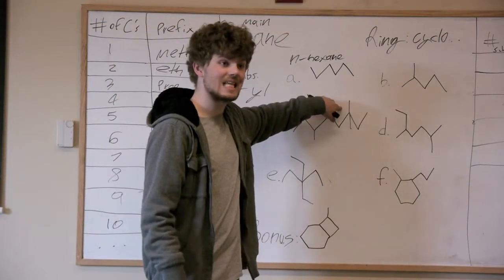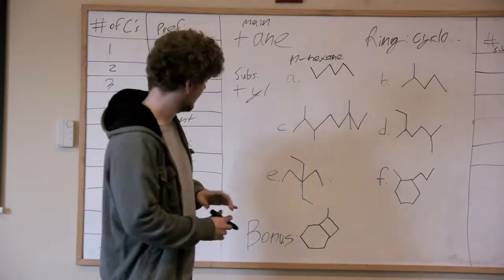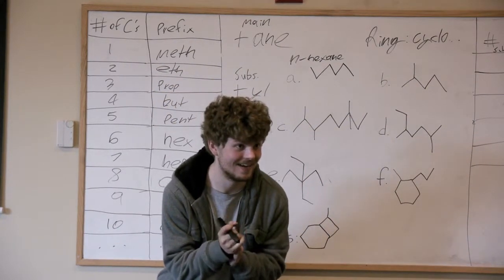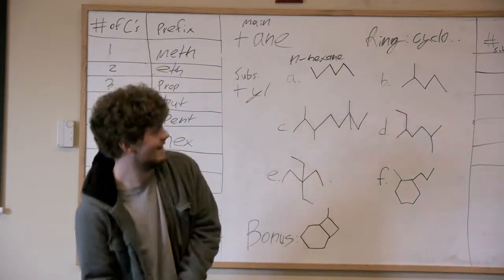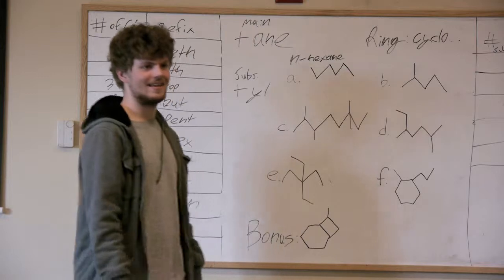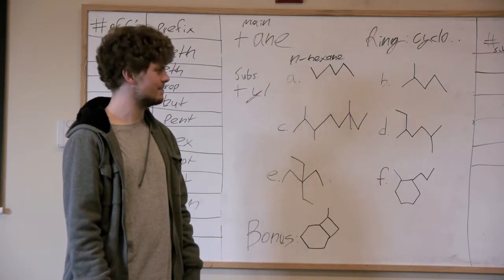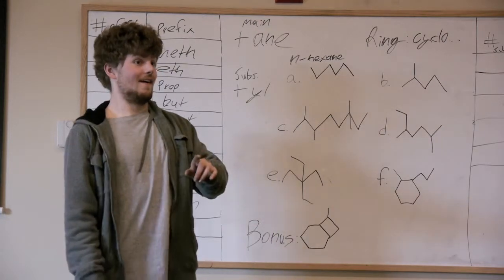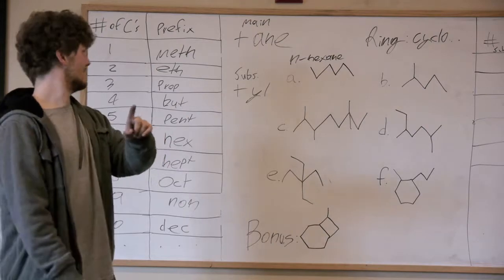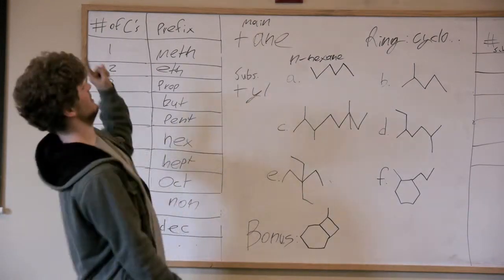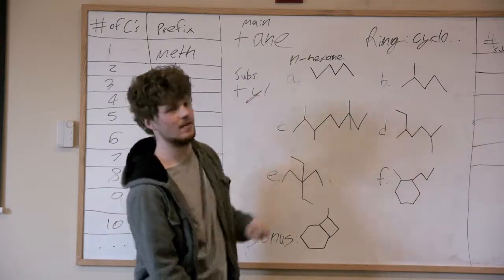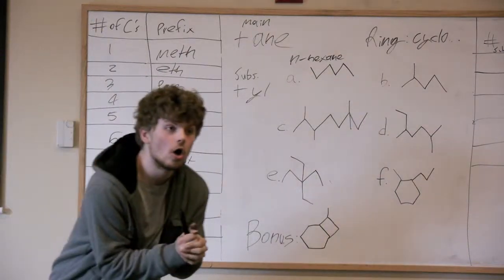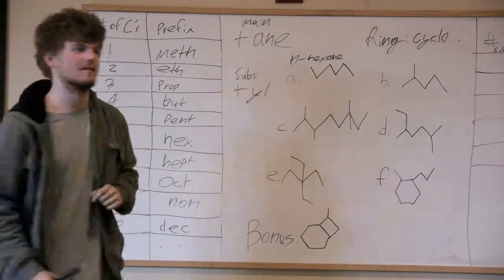2, 3, 6, 6. That would be 4, so tetramethyl. Say that all together: ethyl octane. 2, 3, 6, 6 tetramethyl octane.